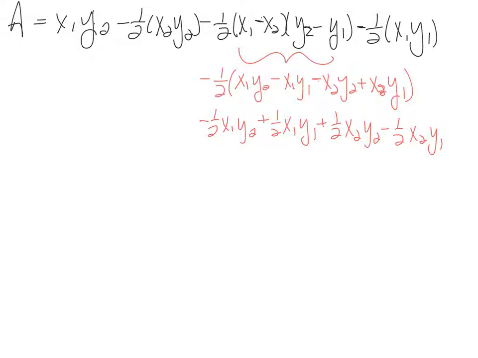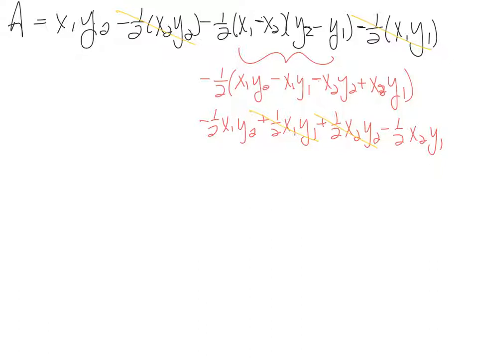Here I have a negative 1/2 x2 y2, and a positive 1/2 x2 y2. These guys are gone. Cool? Let's see, the next thing I have is, up here I have a negative 1/2 x1 y1, and a positive 1/2 x1 y1. Later. What else do I have?